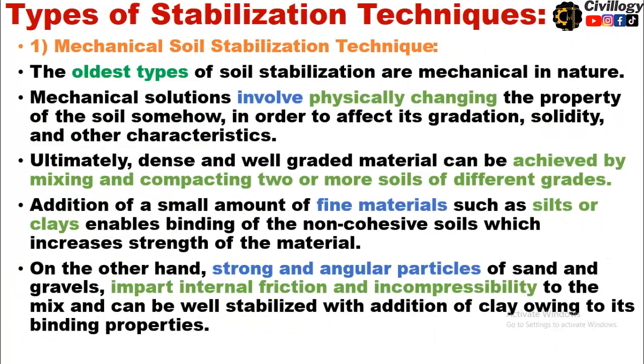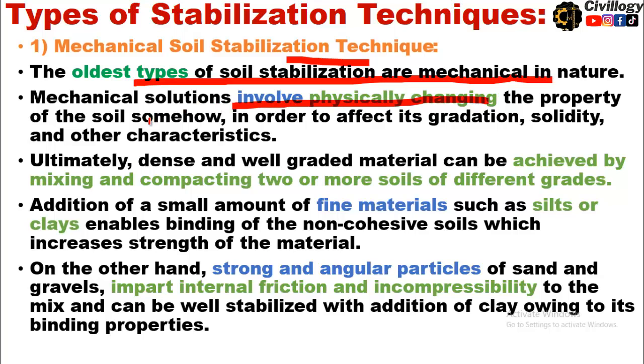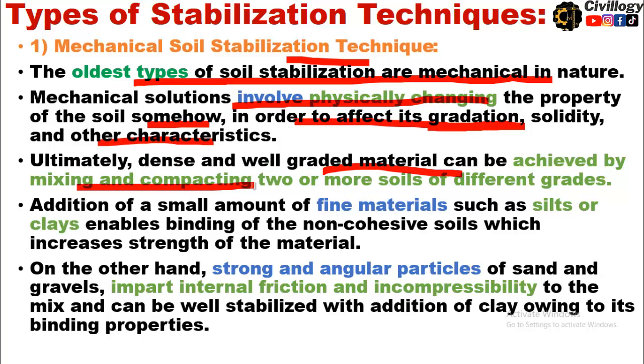First one is the mechanical soil stabilization technique. This is the oldest type of soil stabilization and it is called mechanical in nature. Mechanical stabilization involves physically changing the property of the soil somehow in order to affect its gradation. So we will have to change its gradation, solidity and other characteristics. Ultimately, dense and well graded material can be achieved by mixing and compacting.